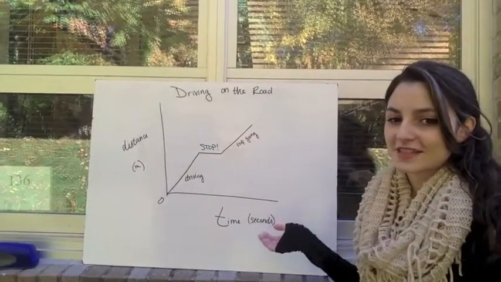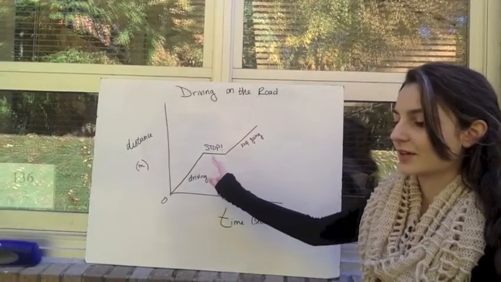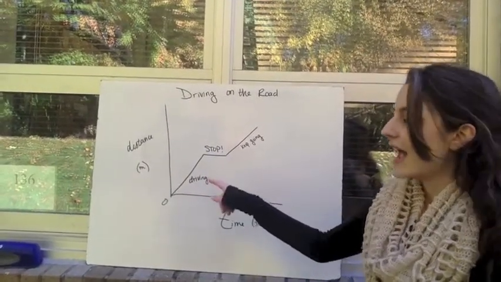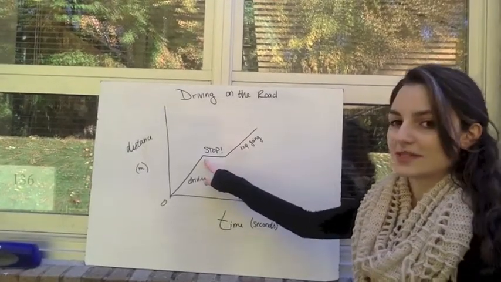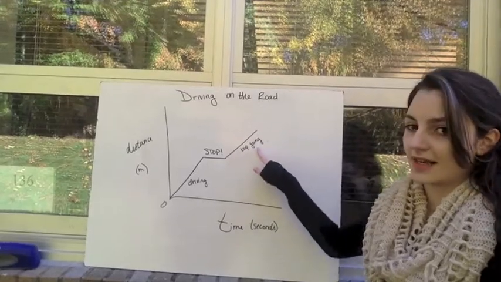Take a look at this distance versus time graph. You can tell that the car is going in a straight line, so it's at a constant speed. And then we see something, so we stop for a period of time, and then we keep going at a constant speed again.